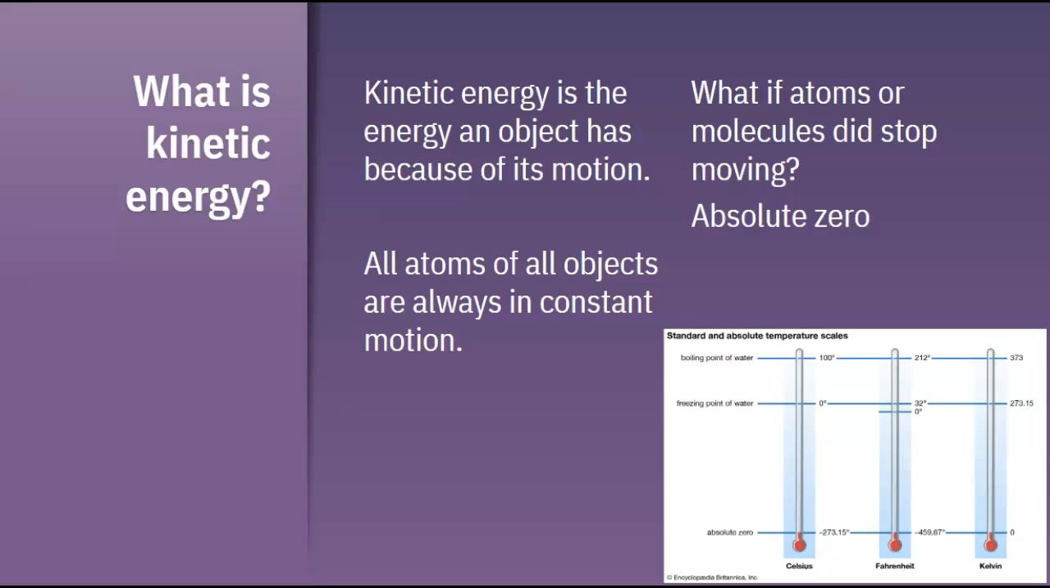All atoms are always in constant motion. Remember when we did particle diagrams for solids and liquids and gases, and we talked about how in solids the particles are vibrating in place? So they're always moving, and so everything has this energy inside of it. If the atoms were to stop moving, that's called absolute zero.